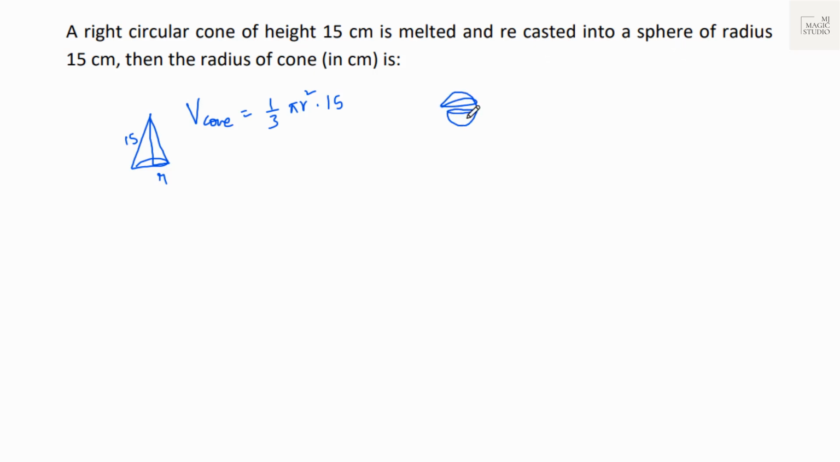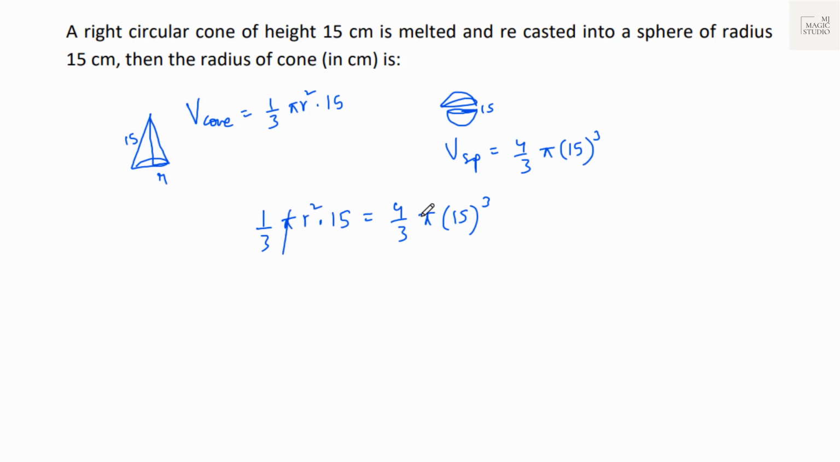A sphere, something like this, of radius 15 centimeter. Here radius is 15 centimeter. So volume of sphere is 4 by 3 pi r cube, radius is 15. Now these two volumes should be same. 1 by 3 pi r square into 15 equals 4 by 3 pi 15 cube.